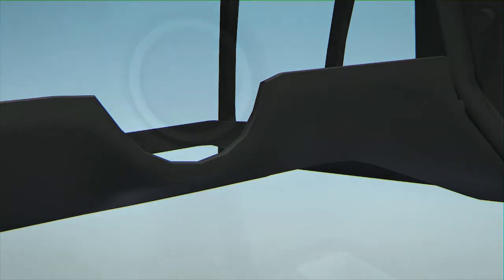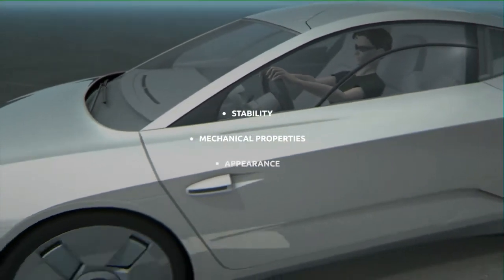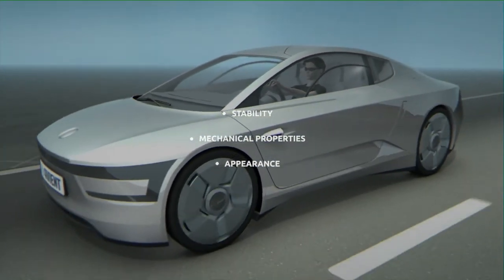Although it is about 20% lighter because of the foam structure, the stability, mechanical properties, and external appearance meet the customer's requirement profile.